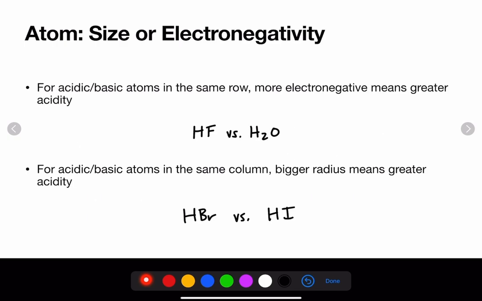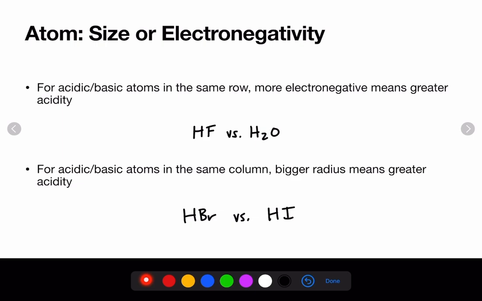We now get into ARIO. The A stands for atom, and we are specifically looking at the size or electronegativity of the acidic or basic atom. If the two acidic or basic atoms that you are comparing are in the same row, the more electronegative atom will have greater acidity.